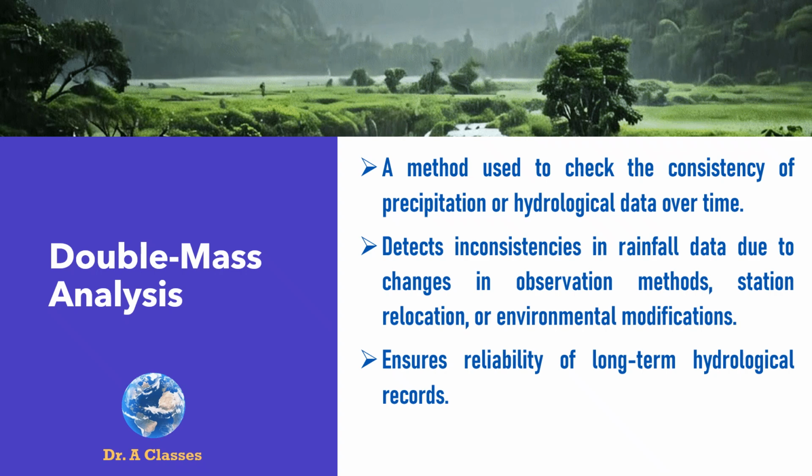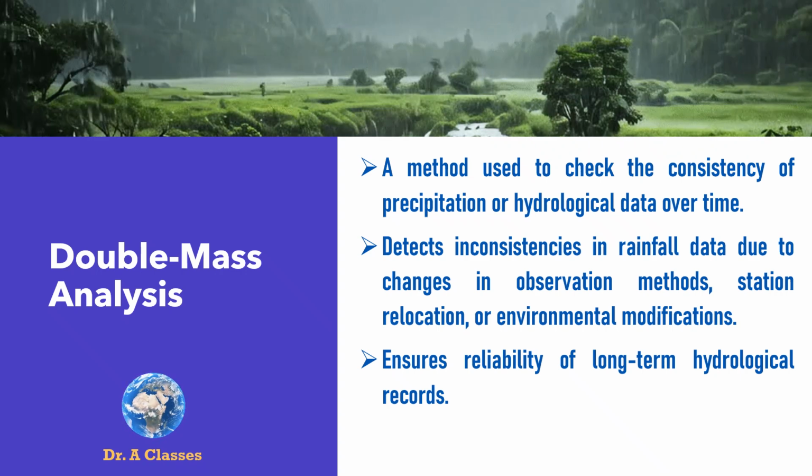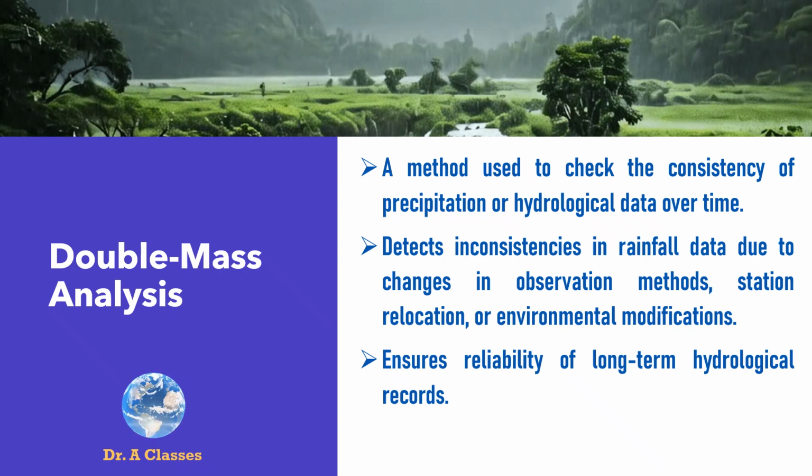The method involves plotting the cumulative value of rainfall data against the cumulative mean of neighboring stations that are assumed to be consistent. If the plotted points form a straight line, the data is considered consistent. However, any break or change in the slope indicates a discrepancy in the recorded data, warranting correction. This correction is done using the correction factor, which adjusts the inconsistent portion of the data to align with the trend before the anomaly. The double mass technique ensures the quality control of hydrometeorological records, making it a crucial step before using such data in hydrological modeling or engineering design.